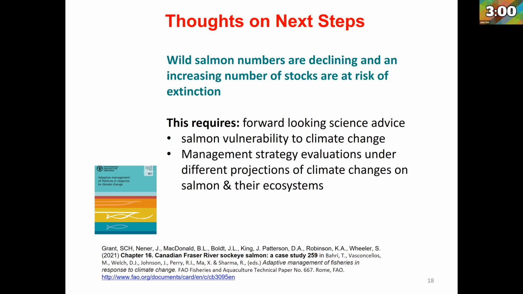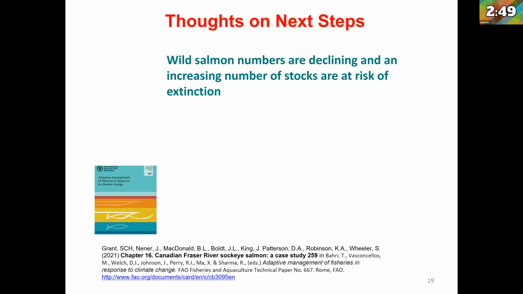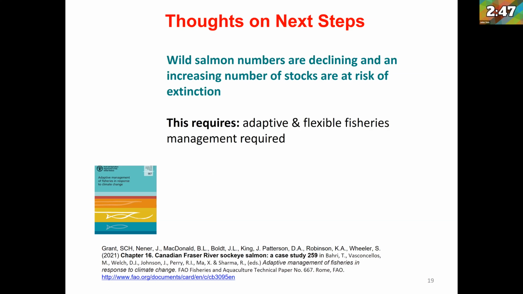So this is not just fisheries, but habitat and hatcheries are becoming increasingly important as a management system. And we need this more forward-looking approach rather than just thinking about one year ahead. Before we get all that science mobilized, we have to start breaking down the complexity in some of our management systems and be more adaptive and flexible.